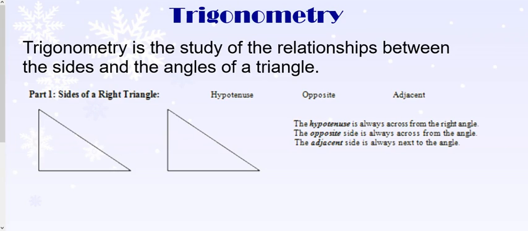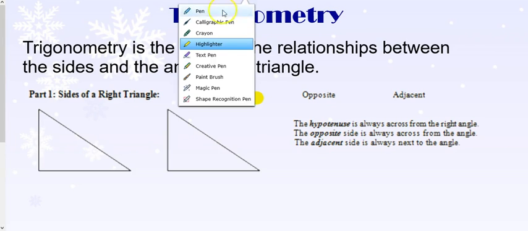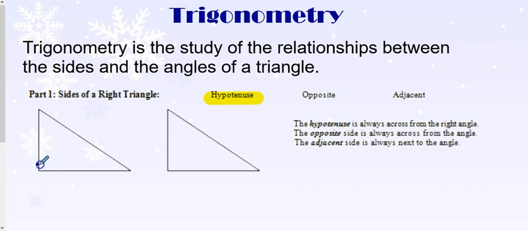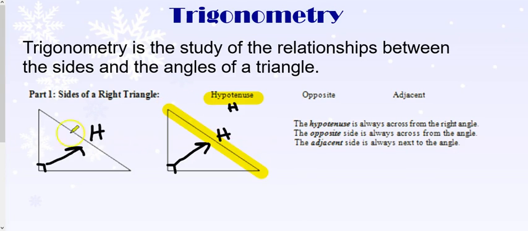The hypotenuse, we've already talked about. The hypotenuse is always the side directly across from the right angle. Now these should have right angles in them in the corner, so I'm going to add those there. Please make sure you add them to your notes if they're not already there. The hypotenuse is always directly across from that right angle every time. We're going to label the hypotenuse with the letter H.